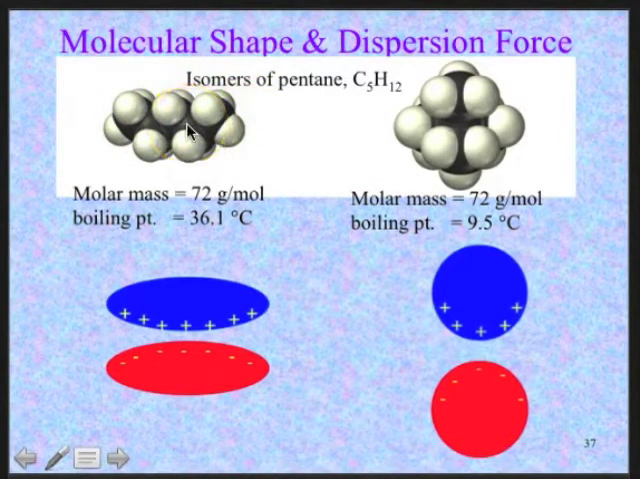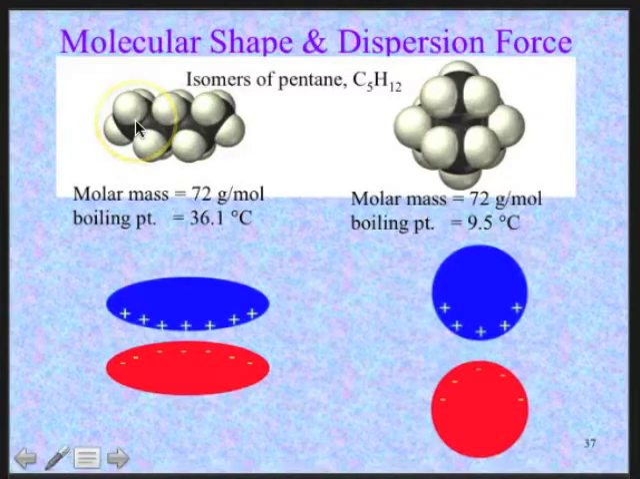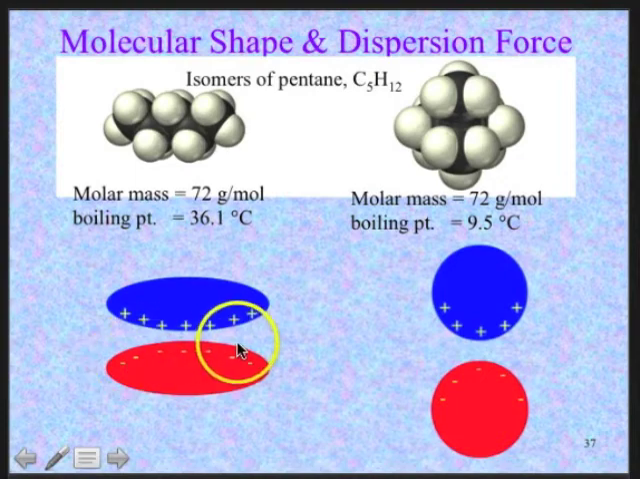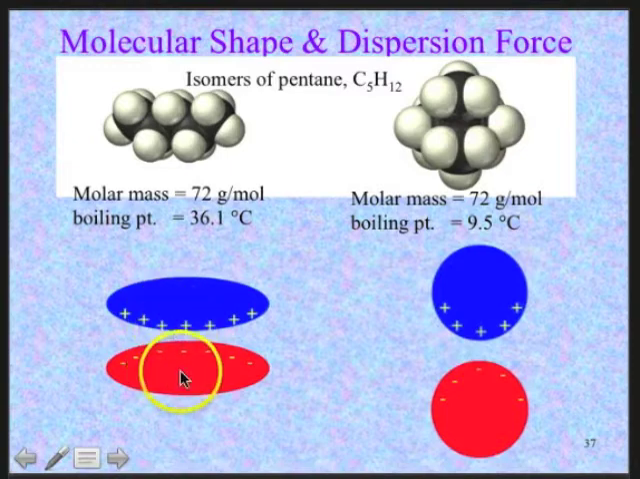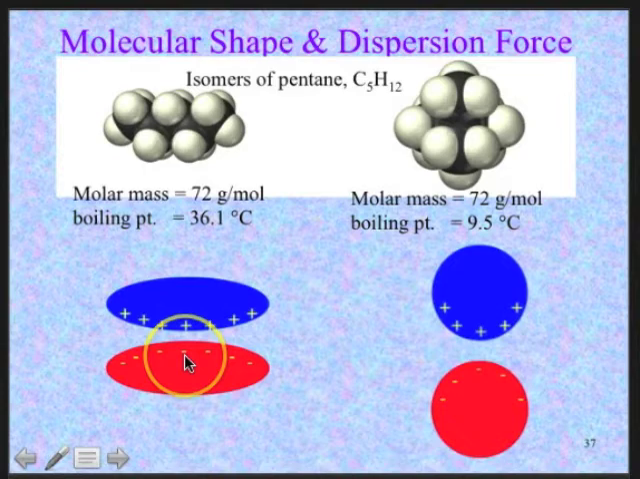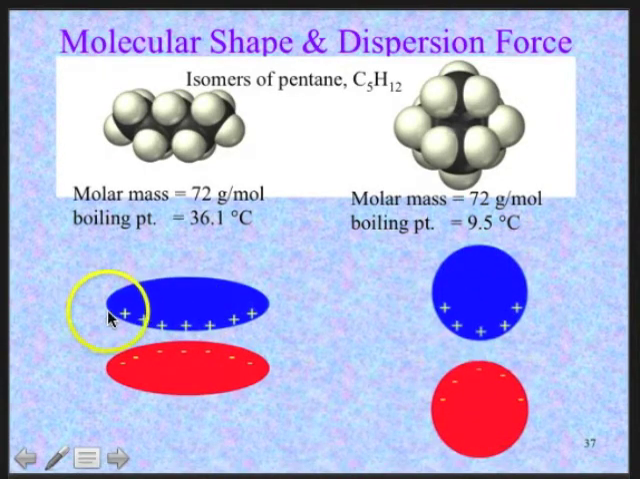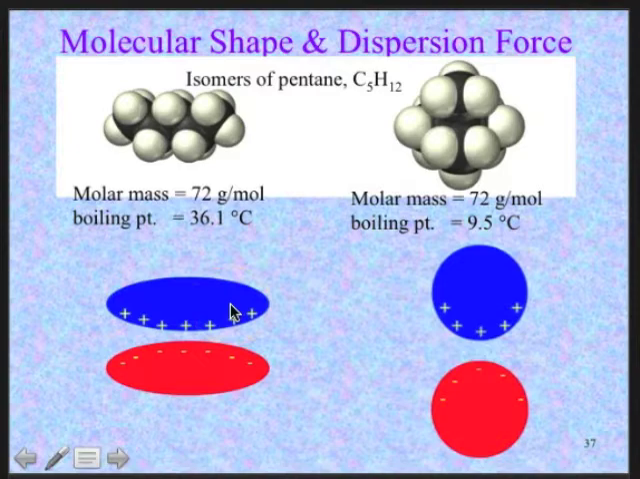Well, it's got stronger dispersion forces. Because of its shape, it has more surface area involved in the induced dipole, involved in the attractions between the two particles, compared to the spherical one. And because of its shape, it has stronger dispersion forces and therefore a higher boiling point.